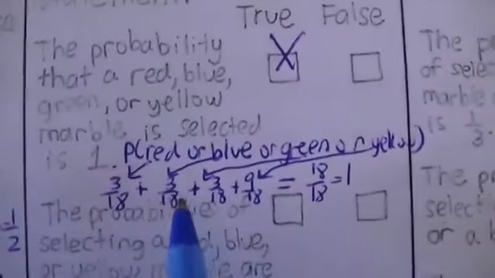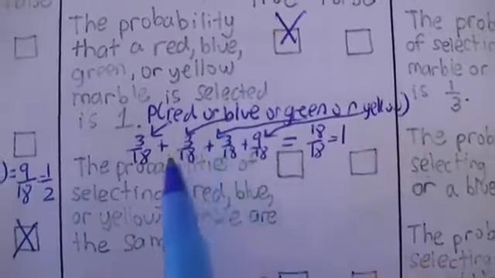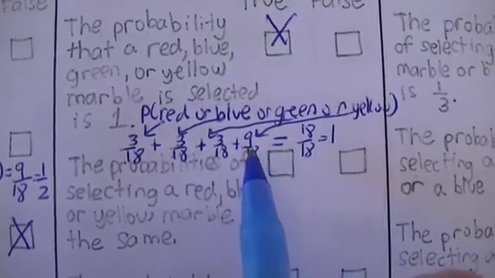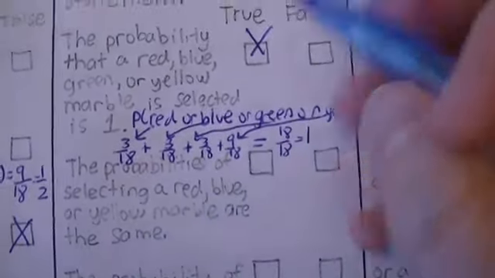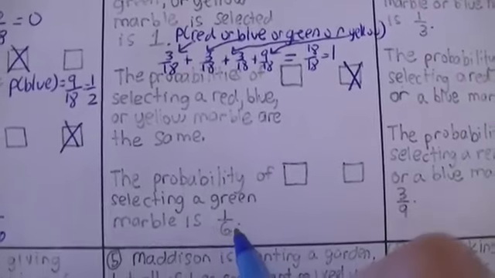Okay, the probabilities of selecting a red, blue, or yellow marble are the same. So I have the information right here. Red was 3/18, blue was 3/18, and yellow is 9/18. So they're not all the same. So that's false.